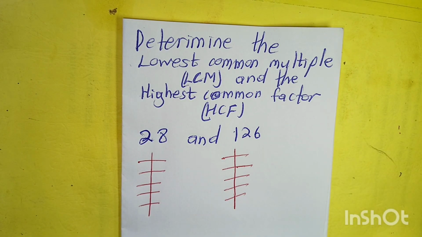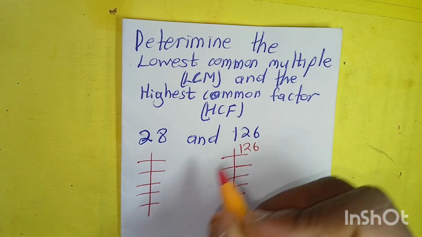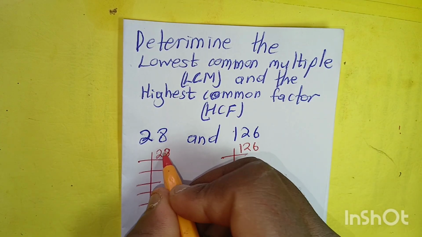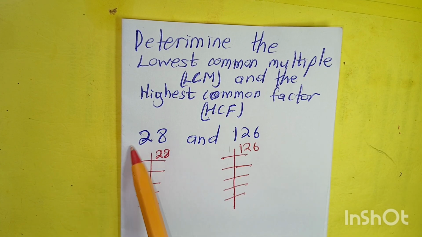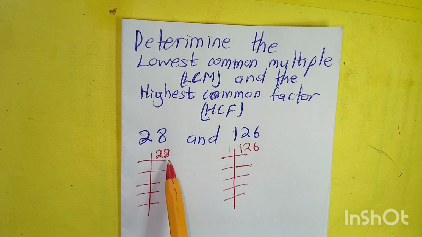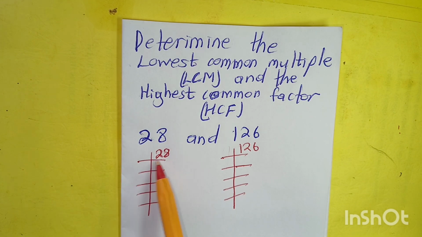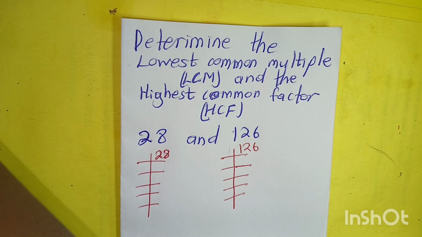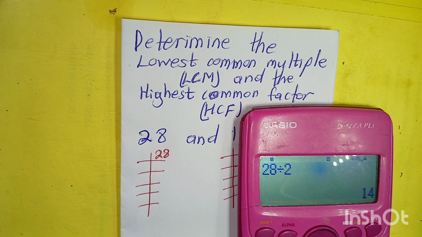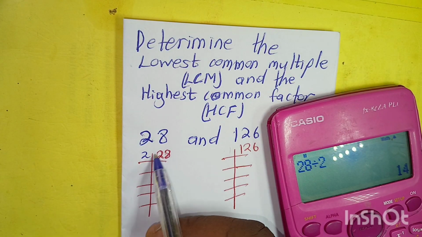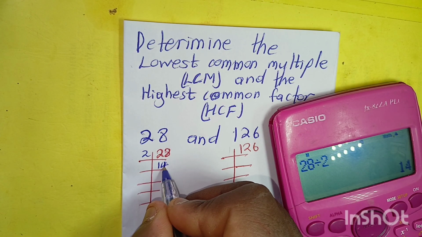Now on your left hand side you have your prime factors. Then on your right hand side, you write the number that you want to get the prime factors of. So let's get these prime factors. Let's start with 28 divided by 2, meaning 2 goes into 28, 14 times.